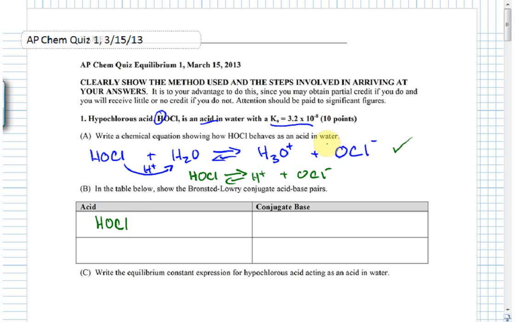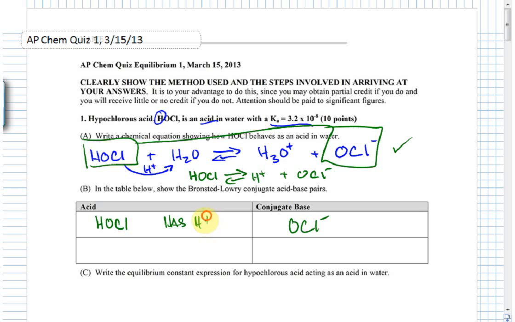Its conjugate base, again, is the OCl minus ion. All right? Again, conjugates, species that only differ by a proton. One has it, the acid has the proton. The conjugate base does not. That's the relationship. Again, the word conjugate means related to.